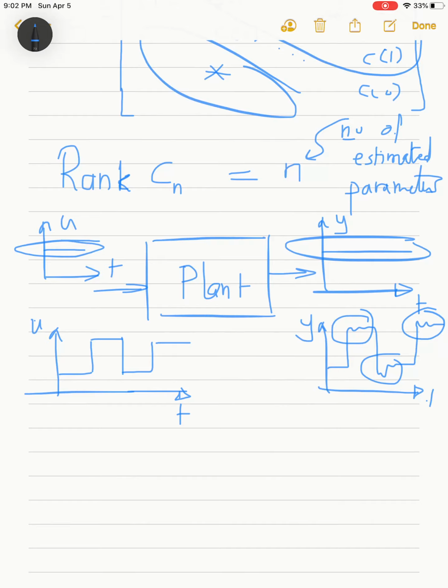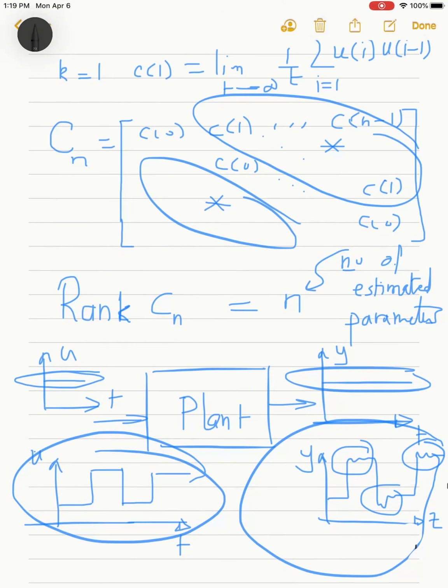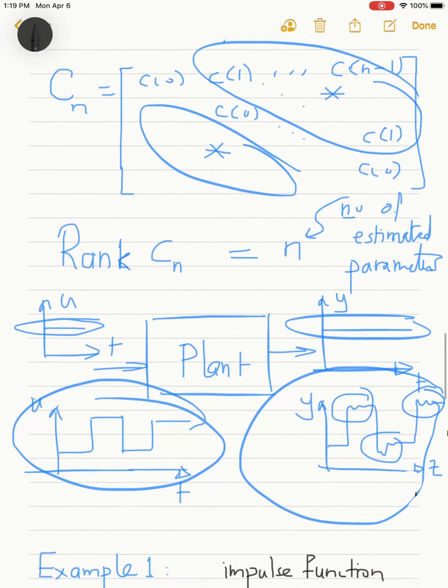And now the persistent excitation condition is trying to investigate how u should look in order for the output to exhibit all the dynamics that we would like to show in the system, and consequently to estimate the corresponding parameters that can be used later on for control design. Okay, let's now see the persistent excitation characteristic of some of the common signals.